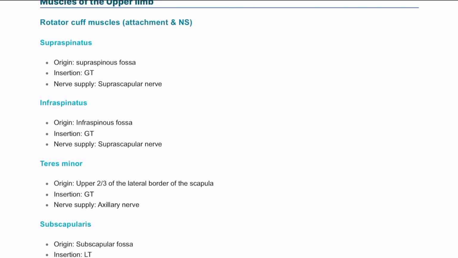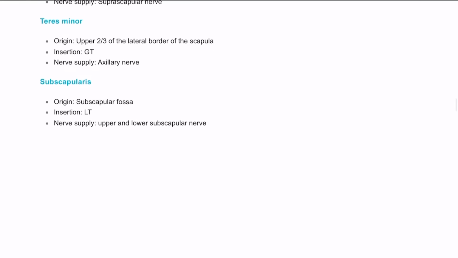Hello everyone. So moving forward with the upper limb anatomy, we're going to talk about the upper limb muscles, and we're going to start with the rotator cuff muscles. The question is asked about the attachment, which includes the origin and the insertion, and also the nerve supply of these muscles. With regard to the action, there are different questions, and we're going to talk about the abduction of the arm from 0 degrees up to more than 120 degrees. All right, we're going to come to this later on.